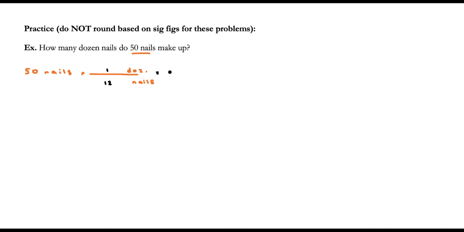And notice I tell you not to worry about sig figs for these numbers or for these questions because 50 nails is actually counting. So that doesn't have a specific number of sig figs. It's actually infinity, beyond the scope of what we need to be worried about. What I care is that you understand this conversion. So about 4.17 dozen nails is 50 nails. All right. Well, let's actually put this into chemistry terms now.